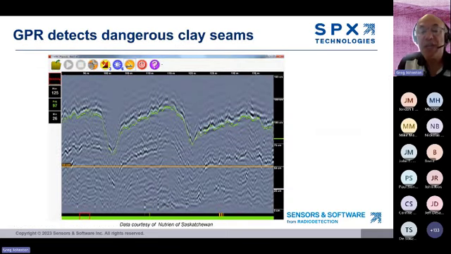So what we see in the data is these semi-continuous reflectors, which turn out to be clay seams. And if the clay seams are too close to the cutting face, miners are concerned because that's an area that can separate and collapse. The GPR makes it possible to detect these clay seams and deal with them before they become a danger to the mine workers.